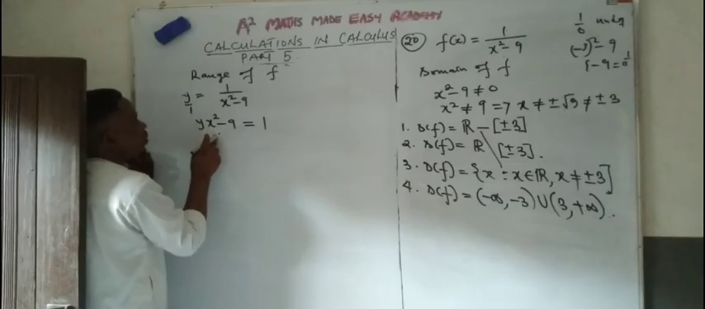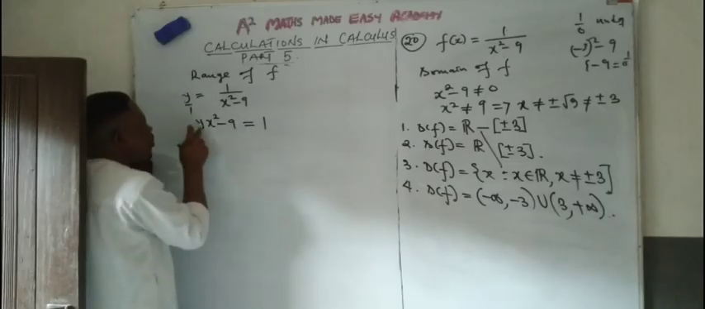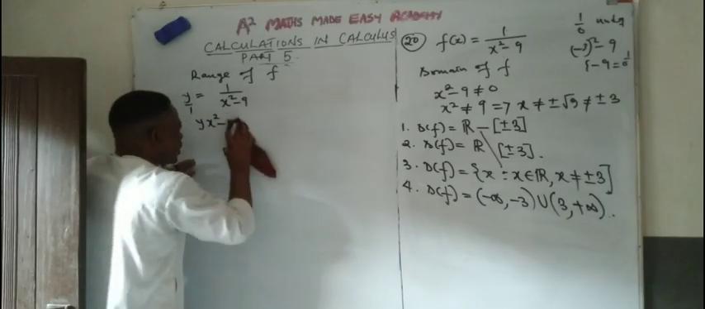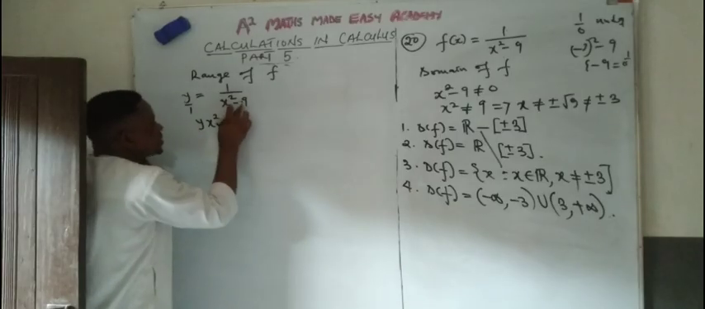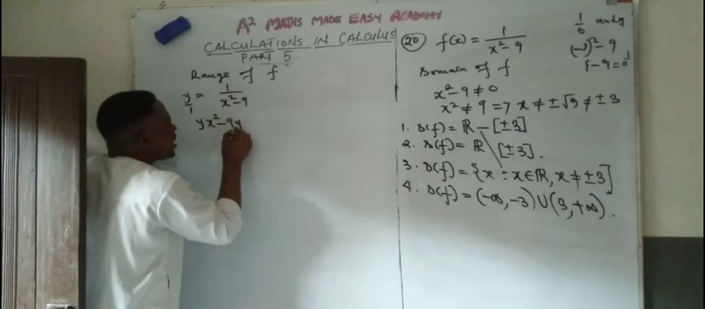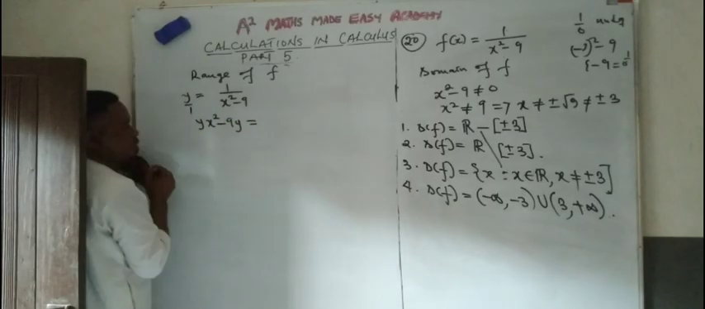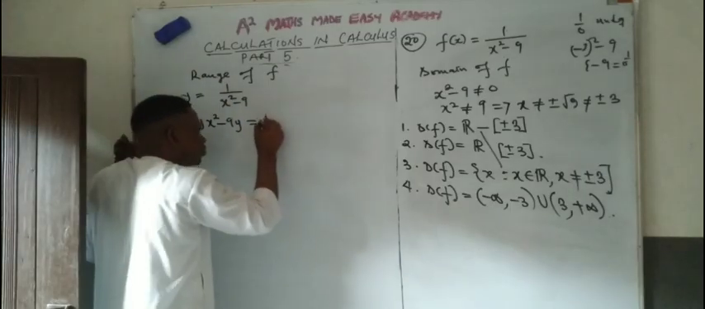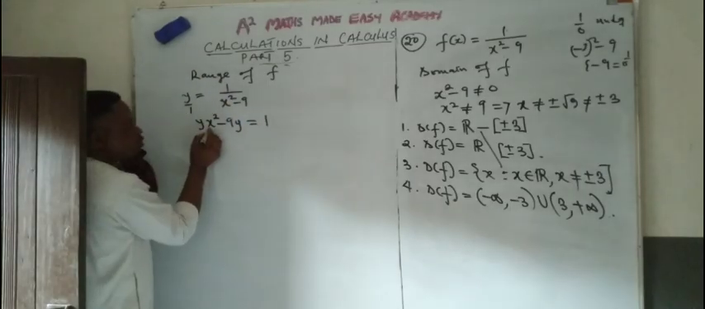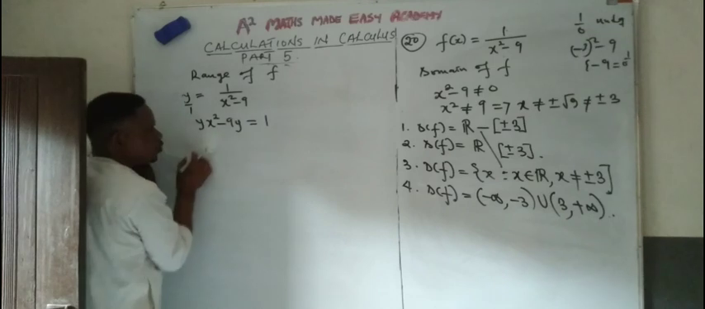My target, okay, let's go again. y times x squared is yx squared. Are you with me? Then y times minus 9 will give us minus 9y. Then equal to 1 times 1 will give us 1. My target is to make x subject of the formula. I don't need y here.